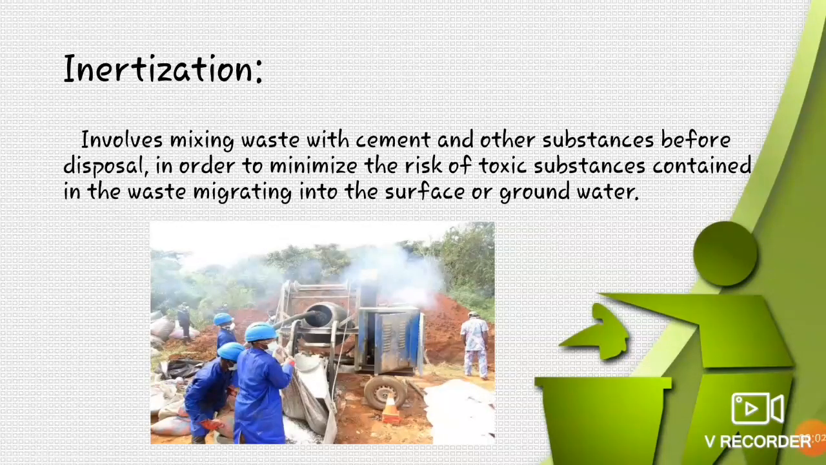So the last method is inertization. This involves mixing the waste with cement and other substances before disposal in order to minimize the risk of toxic substances contained in the waste migrating into the surface or groundwater. So you can see the waste is mixed with cement and other materials here. This is to decrease the risk of the biohazards being mixed with the groundwater and ground surface, to prevent pollution of groundwater.